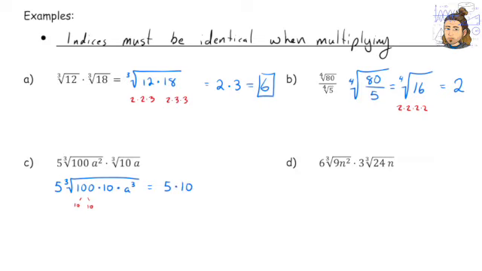So that becomes a 10 out front. And then we have a to the third. And so the cube root is the inverse of a to the third. So that undoes that a cubed and gives us just a. So our final answer is just 5 times 10 times a, or 50a.